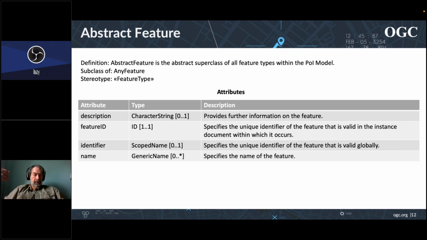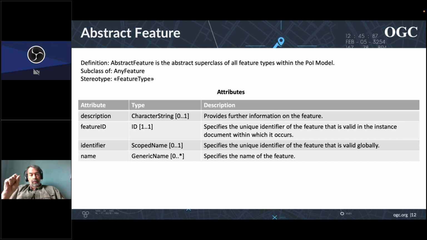AbstractFeature is the superclass of all the POI model. This is taken out of CityGML and is being reused in POI. It's got a description, feature ID. Feature ID is mandatory. All features have a feature ID. This is fundamental. Description is optional. It's useful but not required. An identifier is optional. It's useful but not required.